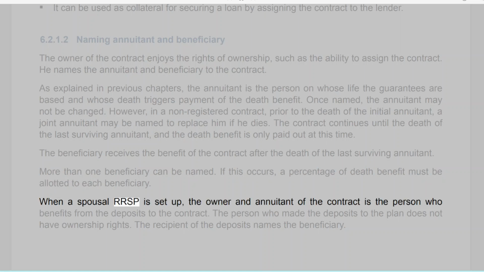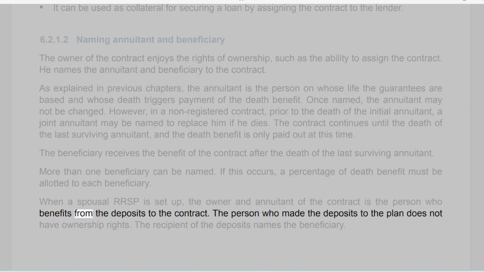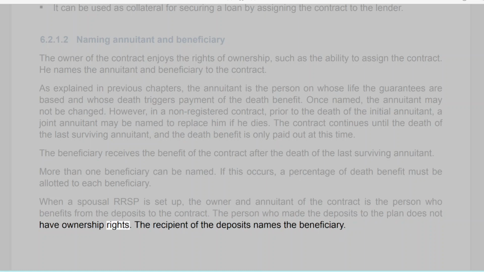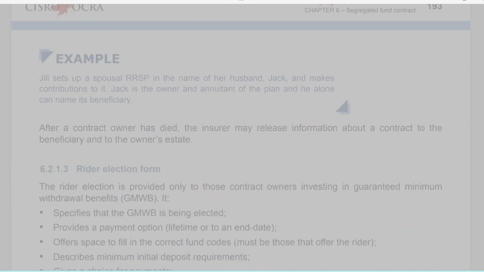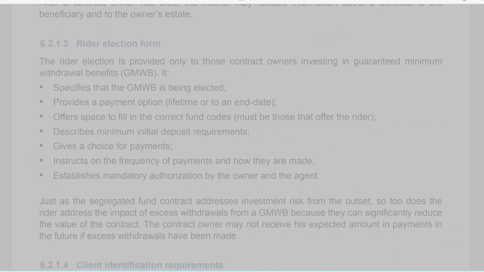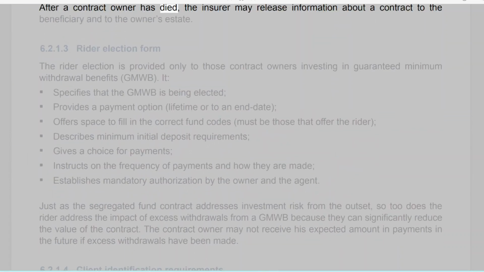When a spousal RRSP is set up, the owner and annuitant of the contract is the person who benefits from the deposits to the contract. The person who made the deposits to the plan does not have ownership rights. The recipient of the deposits names the beneficiary. After a contract owner has died, the insurer may release information about a contract to the beneficiary and to the owner's estate.